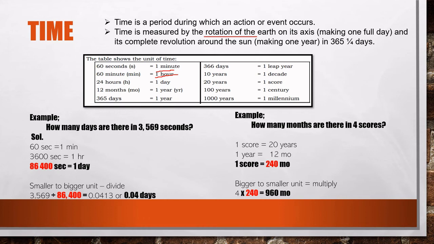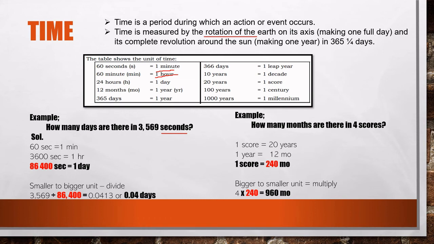For example, how many days are there in 3,569 seconds? You are converting seconds to days. That is smaller to bigger unit. And there is no direct conversion from seconds to days. So, dadaan muna tayo sa minutes, hours, and days.